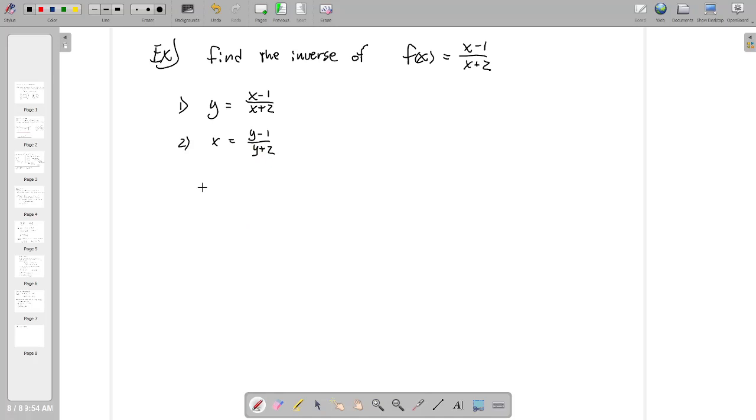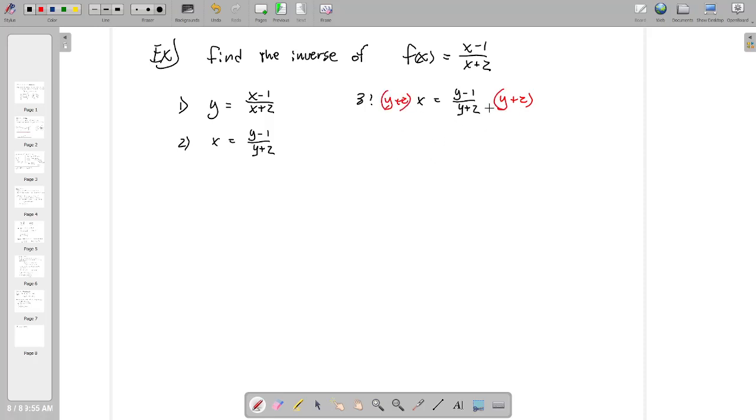And 3, we solve for y. 3 is a little bit longer. We need to get y alone. Now, in order to get y alone, we need to get all of our y's out of the denominator. So first things first, I'm going to multiply both sides by y plus 2.